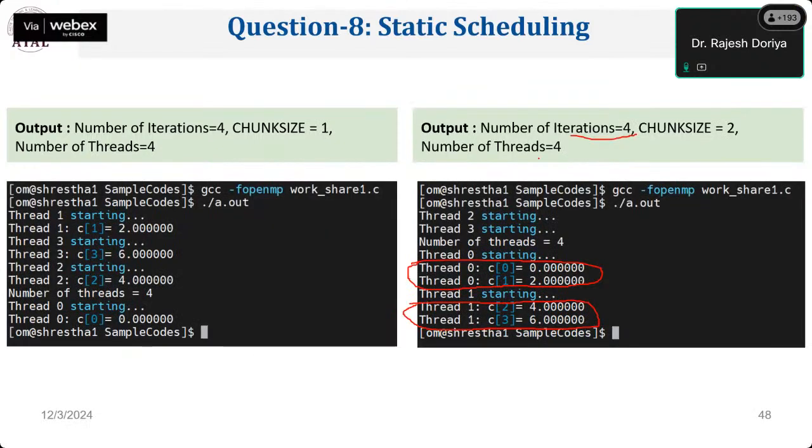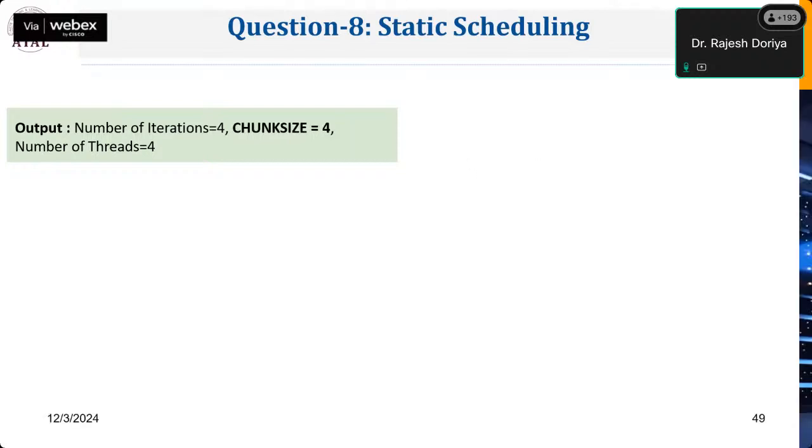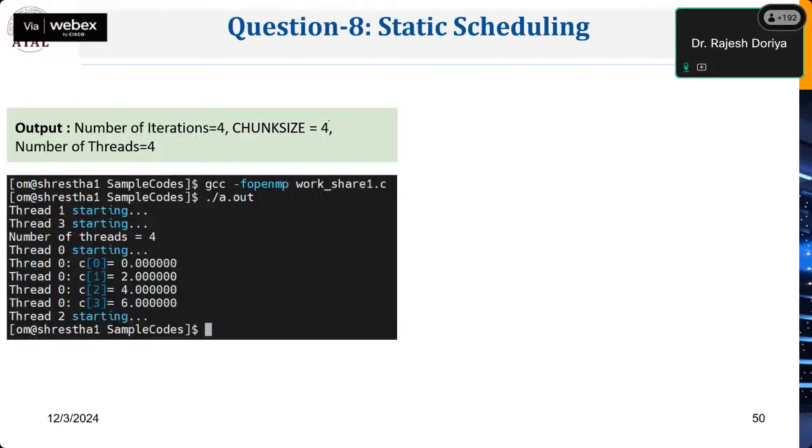I already discussed 2 scenarios, and now I am going to discuss the third scenario, where the number of iterations is the same, that is 4, the chunk size is set as 4, and the number of threads is kept the same, which is 4. The chunk size states how many iterations are executed by a thread. Since the chunk size is 4, each thread has to execute 4 iterations. So when the threads are created, only thread 0 will find that it is sufficient to execute all 4 iterations itself. That's why the remaining 3 threads do not come into the picture. Only thread 0 will execute all 4 iterations.